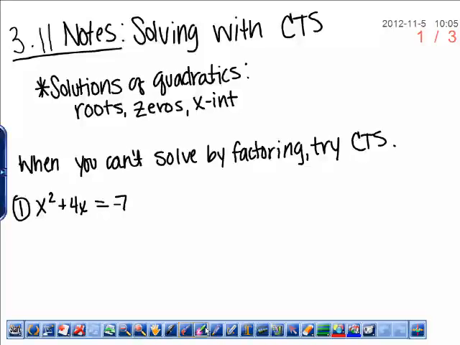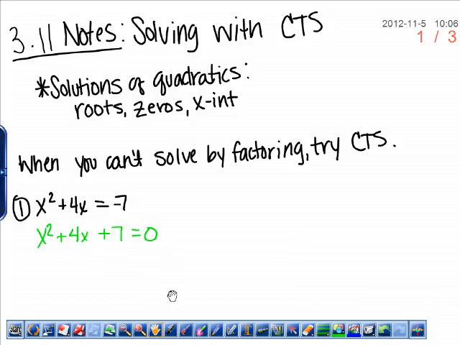We've got x squared plus 4x equals negative 7. Okay? Now, anytime I solve, or I'm looking for the solution, or I'm looking for a root, or I'm looking for a 0, or I'm looking for an x-intercept, those all mean the same thing, remember? Anytime I'm trying to solve, what do I like to get it set equal to? 0. So what am I going to do? Add 7. So I'm going to have x squared plus 4x plus 7 equals 0.